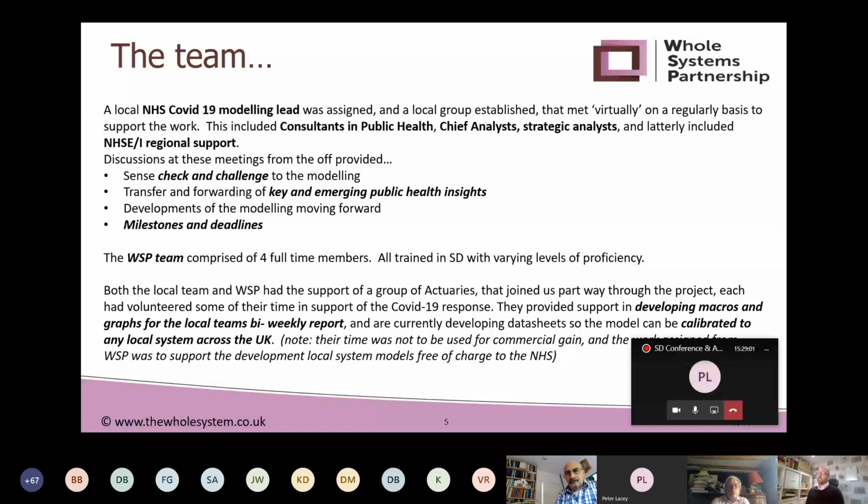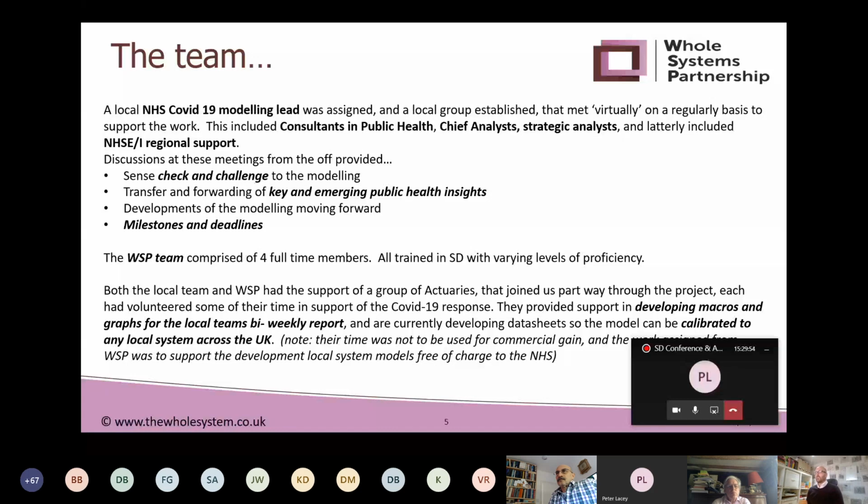For the local team, there was a local COVID modelling lead, who was to work across the whole of the ICS. Now, luckily, we had been working with her over a period of a number of years. We had a good relationship. We had a group that included consultants in public health, chief analysts, strategic analysts, and latterly some NHSI regional representation as well. They were supporting the work that we were doing, checking and challenging, providing key and emerging insights, discussions of the developments of the model, and setting very stringent milestones and deadlines for work that needed to be done.